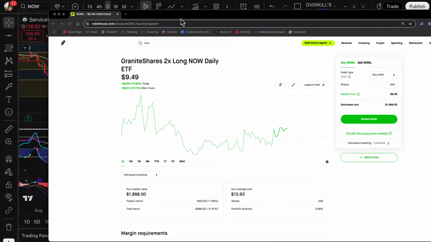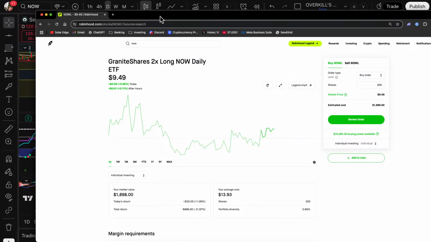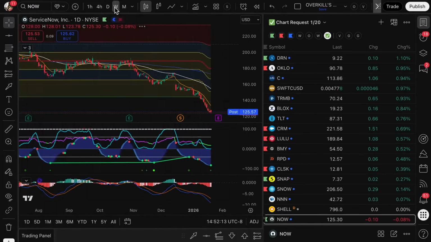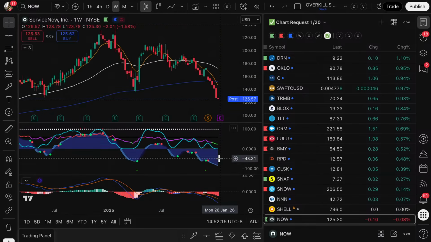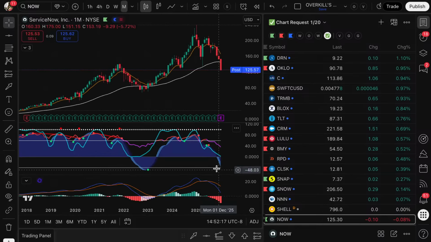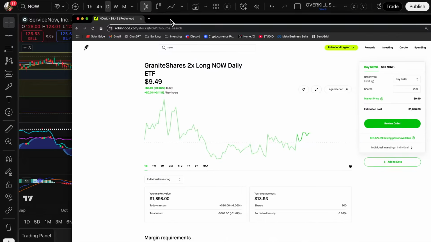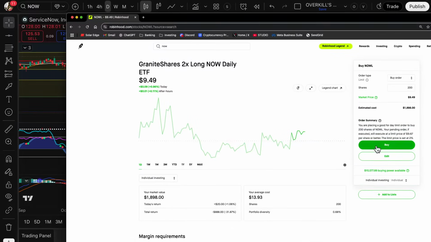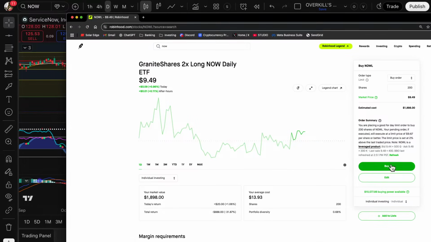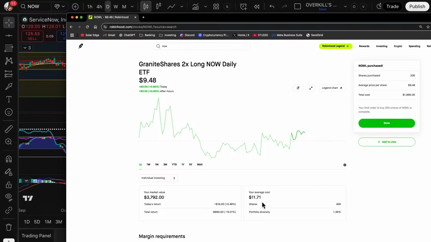I got that daily signal over here. Now I'm going to go ahead and add to this because of the weekly. Look at the weekly and look at the monthly. Both of them are deep here. So I'm going to add another 200 shares. Boom. That's going to bring my average cost down to $11.71. My average went from $14 down to $11.71, and it's now 1.35%.